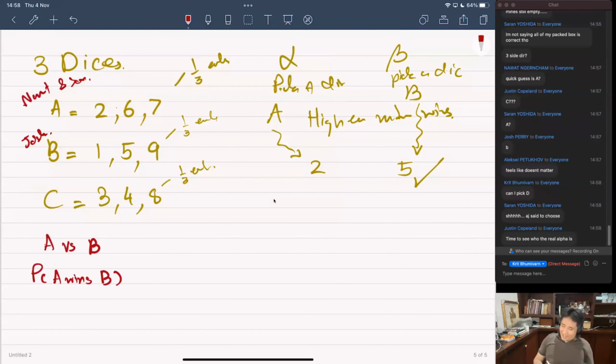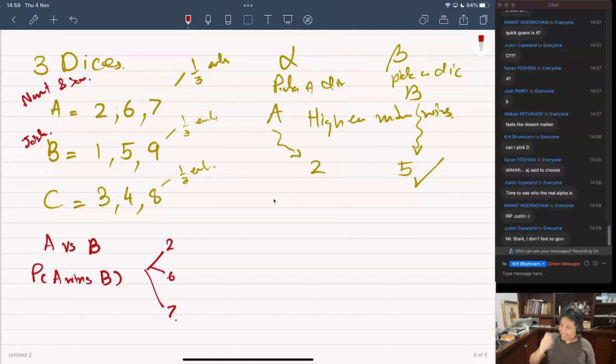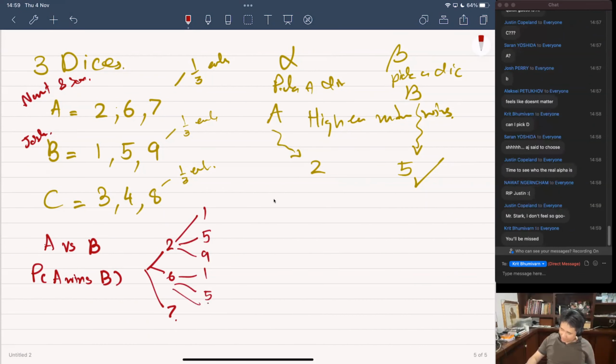So A versus B. When you toss A, there are three choices: 2, 6, and 7, right? We use the 3 again to understand this. And after you do that, there's a 1, 5, and 9 for each, and each one of them has an associated probability of 1/9. I think that's clear.